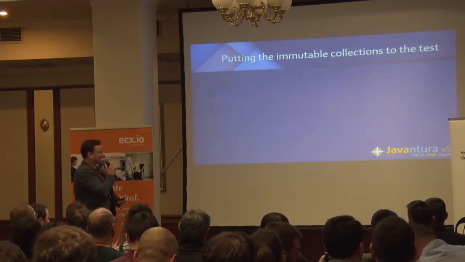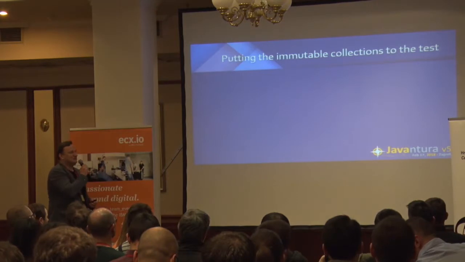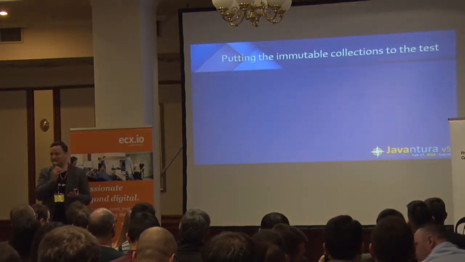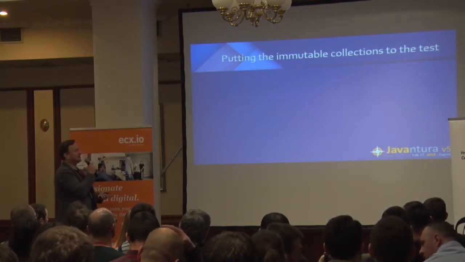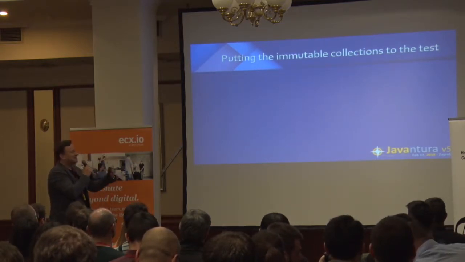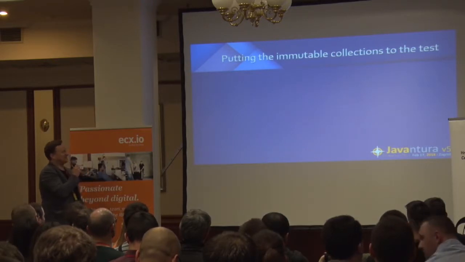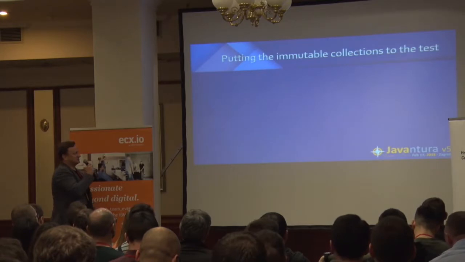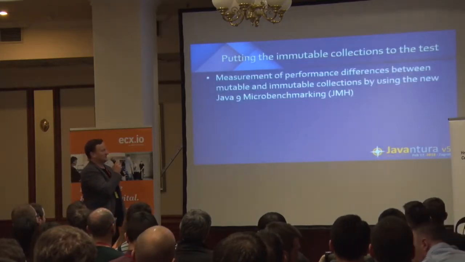Okay, so first we need to check the performance of those lists. Why should we use immutable list at all? Firstly, it would be nice to check the speed, the performance, the timings that are actually there when the most common operations are performed with the list.